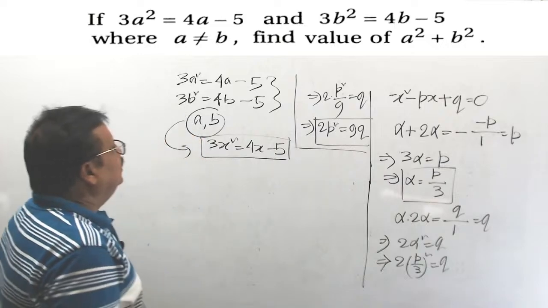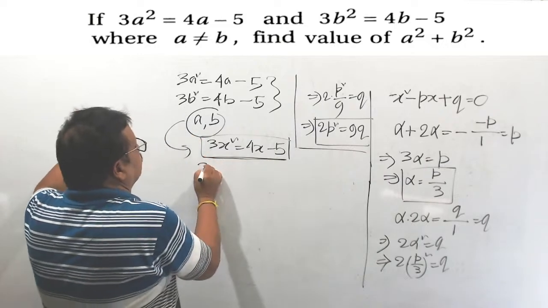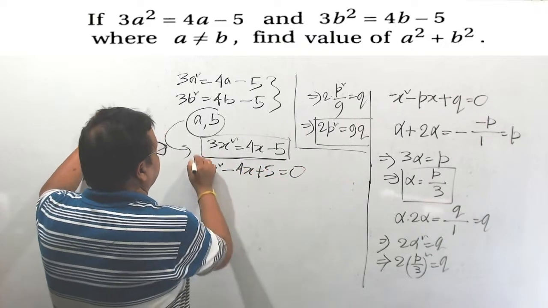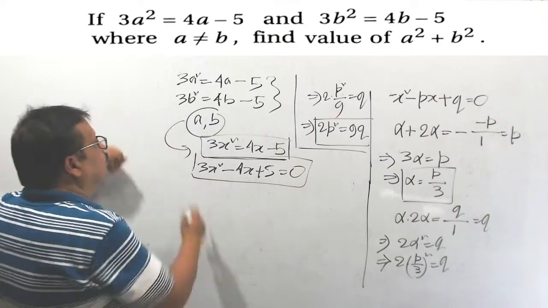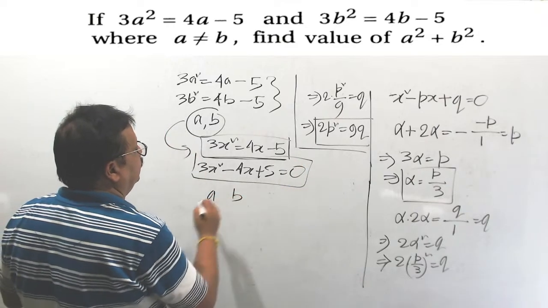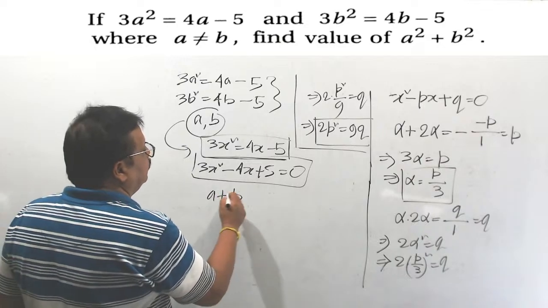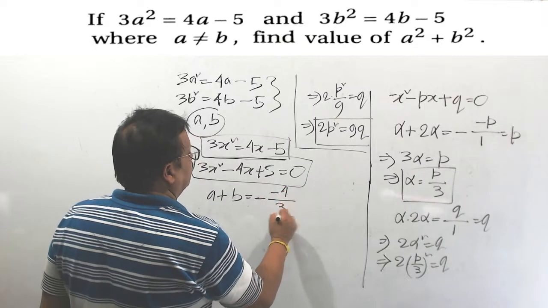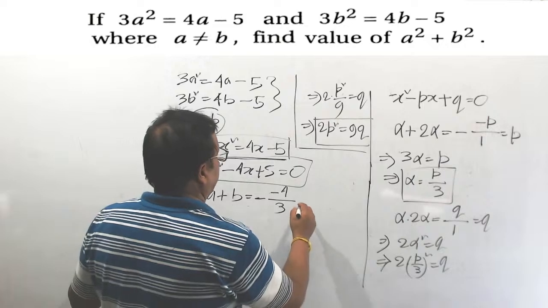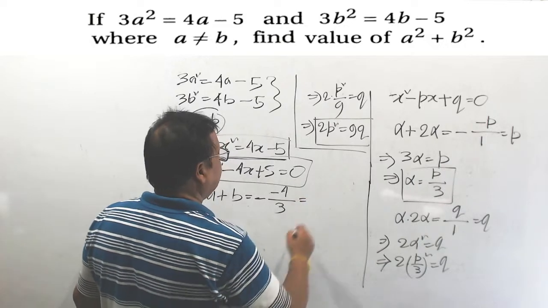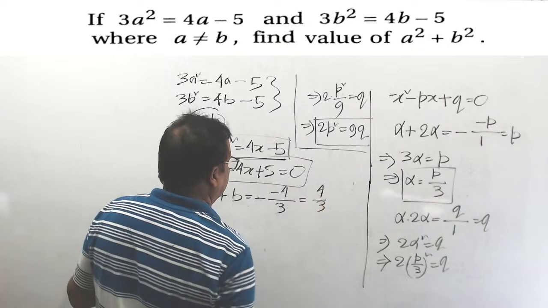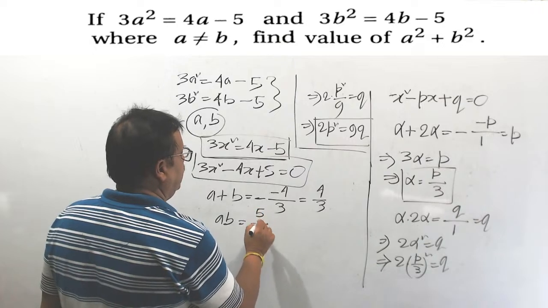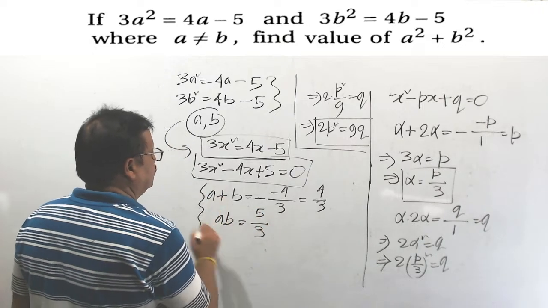Okay. So this is the equation: 3x square minus 4x minus 5 equals 0. This is the equation whose roots are a and b. So the sum of the roots will be what? Minus b by a, that is minus minus 4 by 3, that is 4 by 3. Okay. And the product of the roots will be c by a, that is minus 5 by 3. So you got these two values.